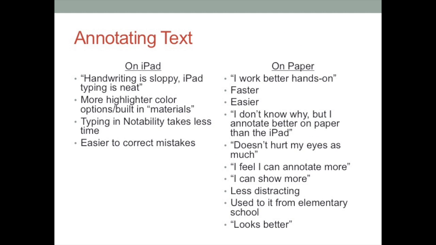For example, students who like to annotate on the iPad do so because they don't have to worry about their handwriting. They like that there's color options built in for highlighters on the iPad. Some find that typing in Notability takes less time than writing, and they found it overall easier to correct mistakes. Students who prefer to annotate on paper generally thought it was faster, easier, for non-explicit reasons just better. It doesn't hurt their eyes as much as looking at an iPad screen. Some feel they can annotate more, show more, had less distractions, and are more familiar with it from elementary school.